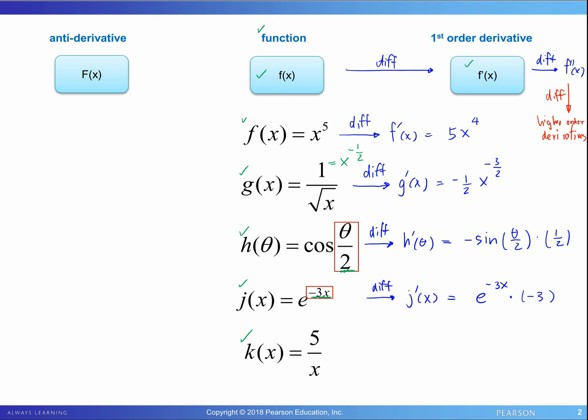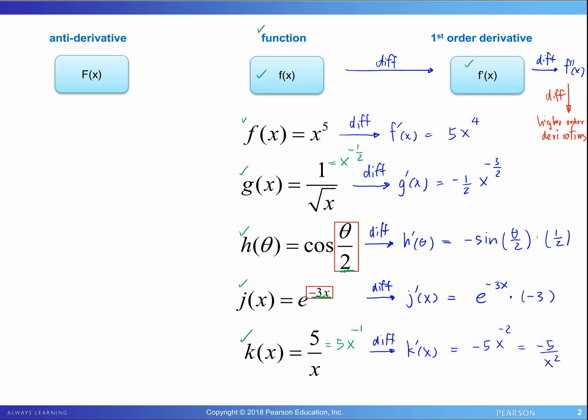There you go. Now last one, let's diff k of x. Diff this, you are going to get k prime of x. Before that, I'm going to do this equal to 5 times x to the power of minus 1, which is the same as 1 over x. So this is basically the power rule. So equal to, the power comes down, it becomes minus 5 and the power decreases by 1, becomes minus 2. Or you can say this is equal to minus 5 over x squared.